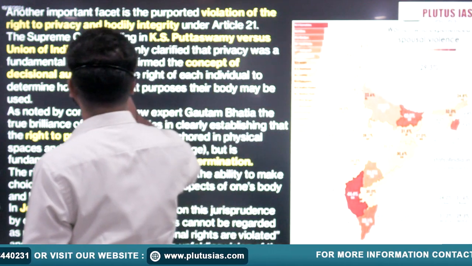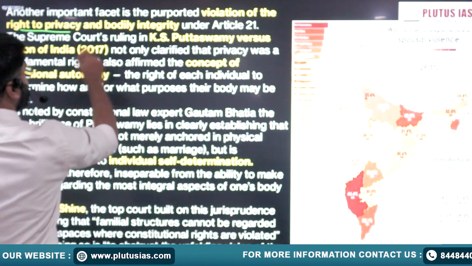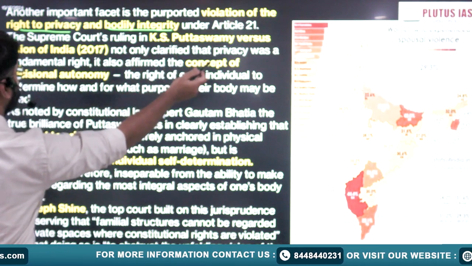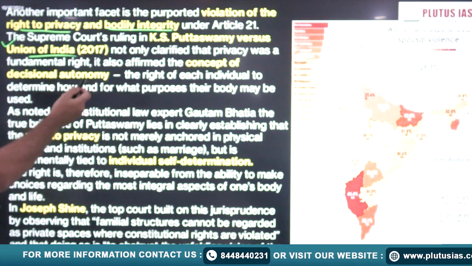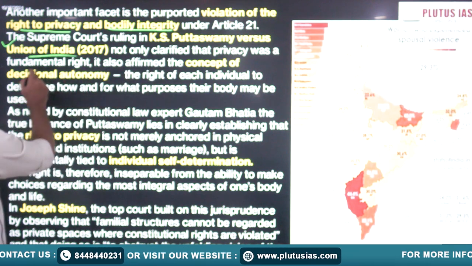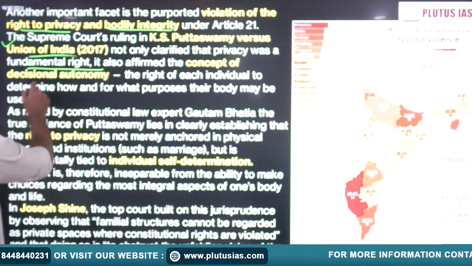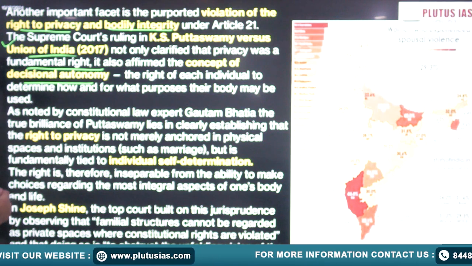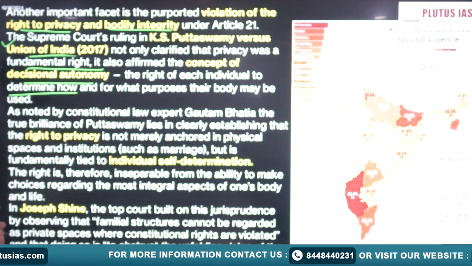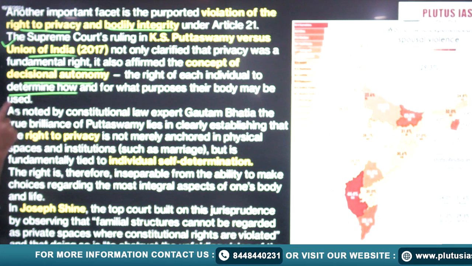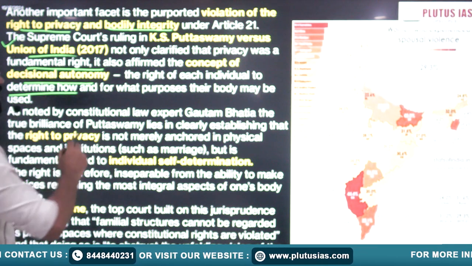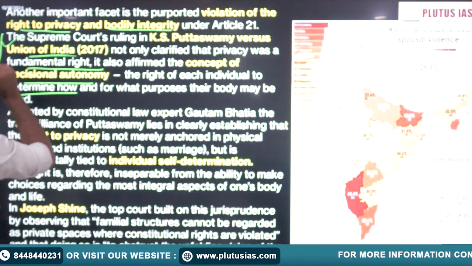purported violation of right to privacy and bodily integrity under Article 21, Supreme Court's ruling in case Puttuswamy versus Union of India, one of the most important case, hai na? Not only clarified that privacy was a fundamental right, but also affirmed the concept of decisional autonomy. That is right of each individual to determine how and for what purpose their body may be used. So this is the violation of right to privacy as well.